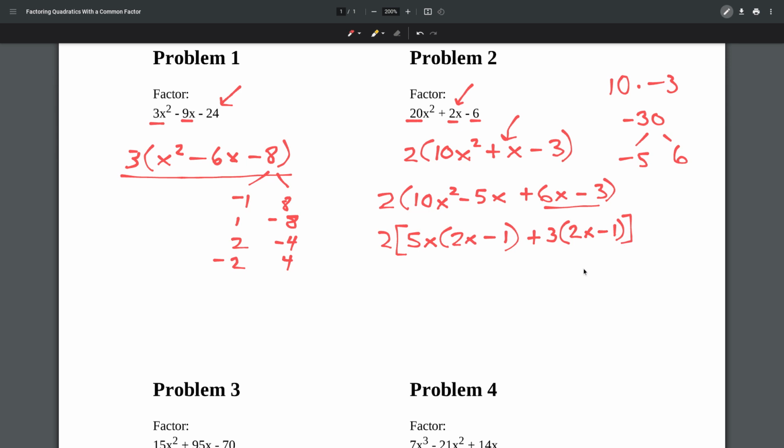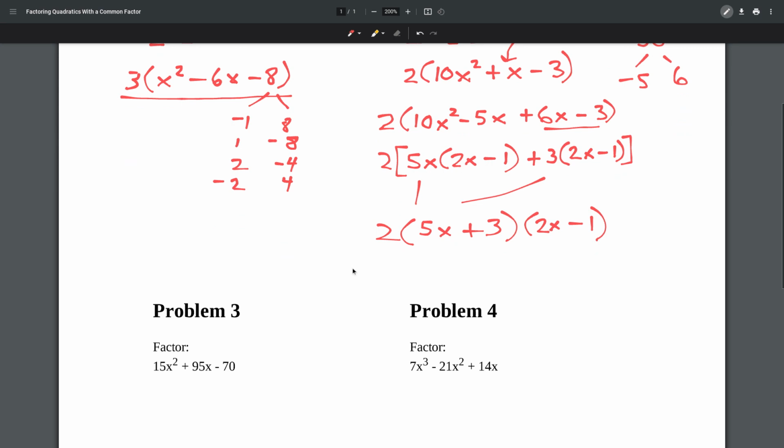And then I can go backwards from double distribution, put these two together in a binomial, and just make this 2 times 5x plus 3 times 2x minus 1. Okay, so that's a way I could factor it. Another way, sometimes I list out the factors of the last term and the first term and see what combo adds to this term. That's another way you can do it. There's multiple methods. But okay, so we factor that one.